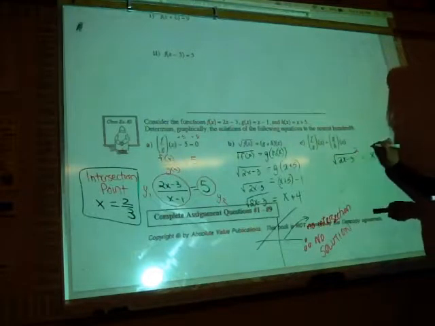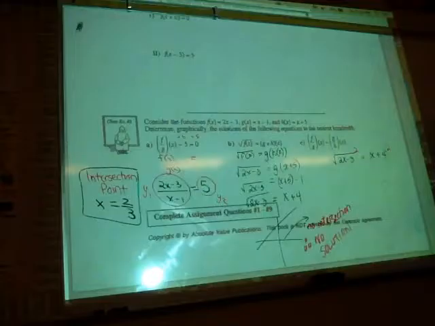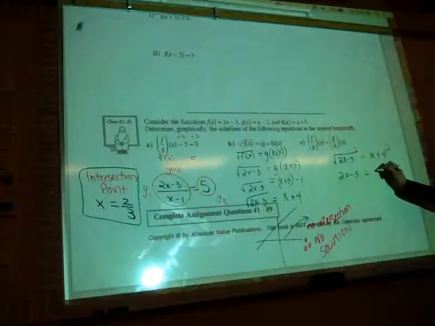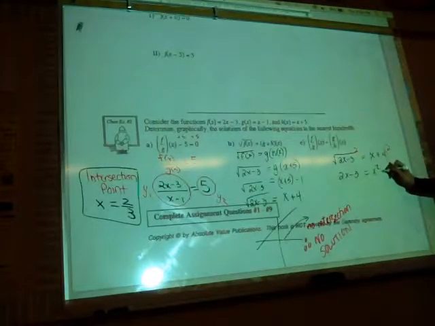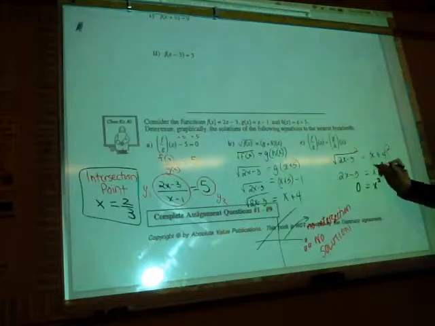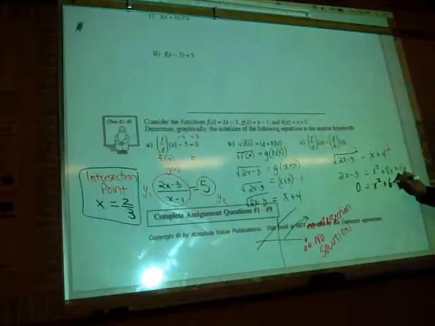Square both sides, you got it. Okay, and just remember when you're squaring binomials, you have to fully FOIL. It's not just x squared plus 16. You gotta go binomial times binomial. Okay, so on the left-hand side, we're left with 2x minus 3. The right-hand side, we get x squared plus 8x plus 16. Should get a trinomial. Move everything over to the right-hand side, and we get 0 equals x squared plus 6x plus 19.